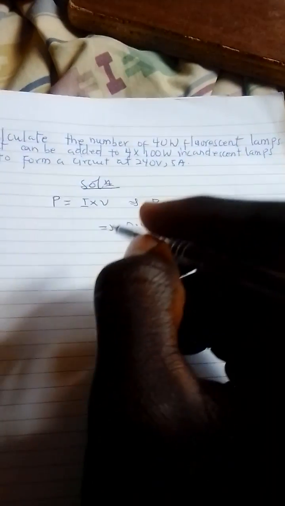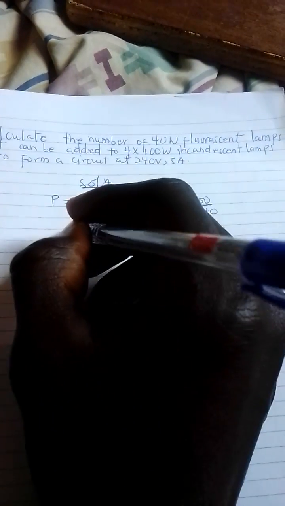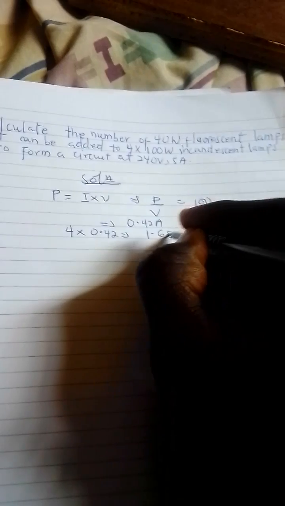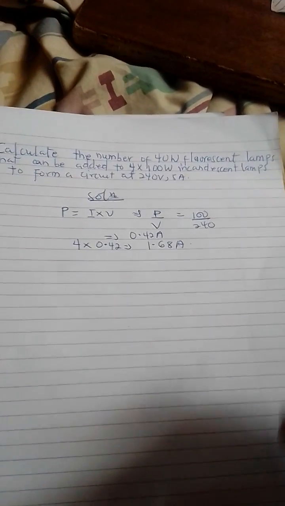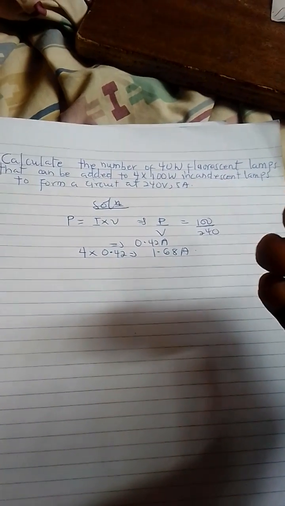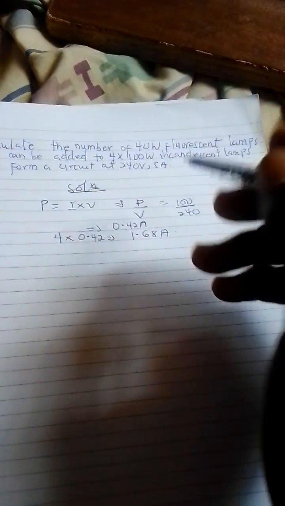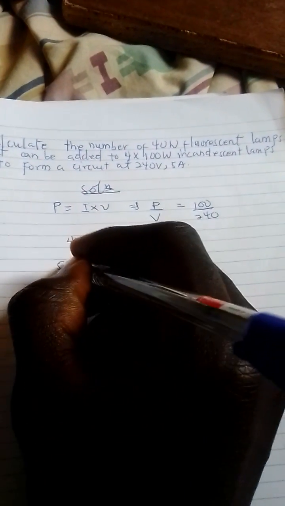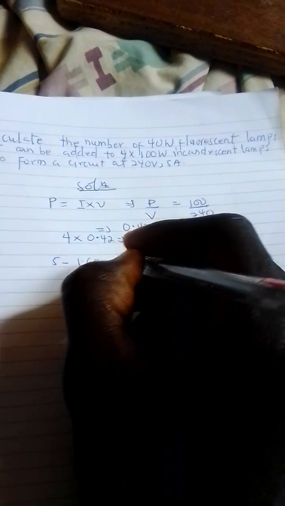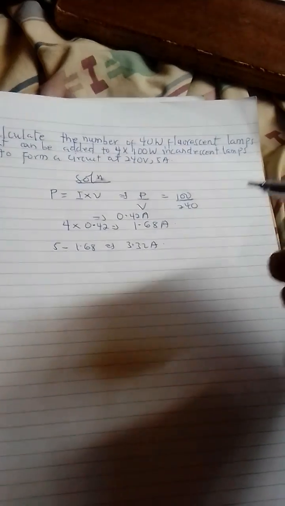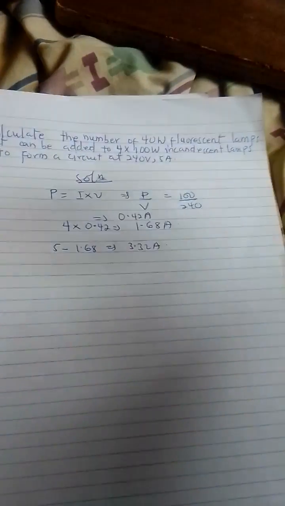To find the total current taken by the incandescent lamps, we have 4 times 0.42, and this will give us 1.68 amperes. So 1.68 amperes is the total current taken by all the incandescent lamps. Now we have to find the rest of the current that will be left for the fluorescent lamps. That will be 5 amperes minus 1.68, which gives us 3.32 amperes. So 3.32 is the residual current left for the required number of fluorescent lamps.